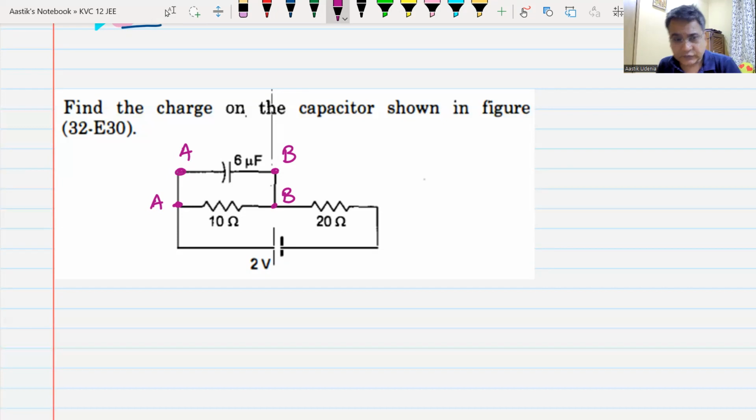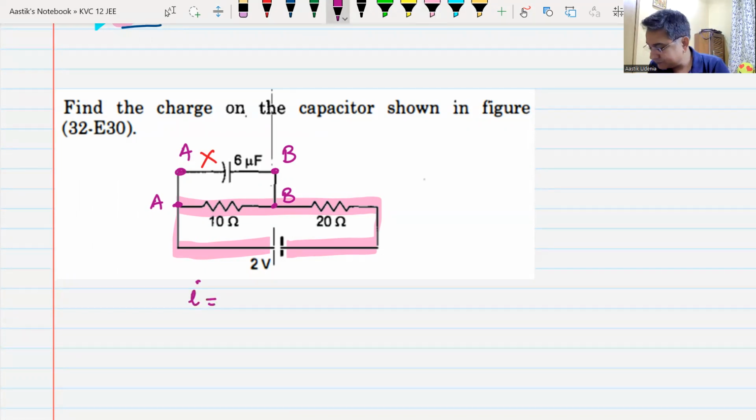Sir, please solve this question now. So how are we going to do this? We understand that there will be no current in this branch. Yes or no? Current will flow like this. What will be the current?